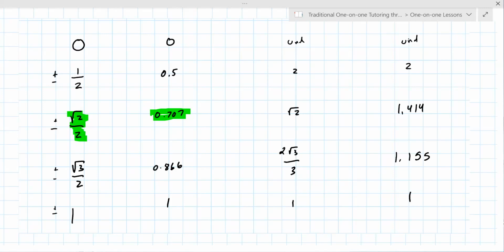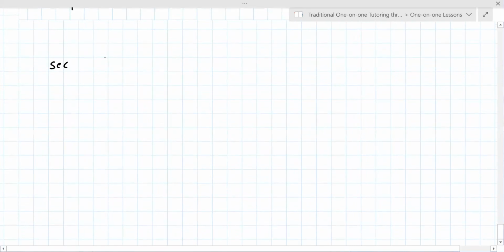Which one am I putting in again? What was the problem? SEC 135 degrees.